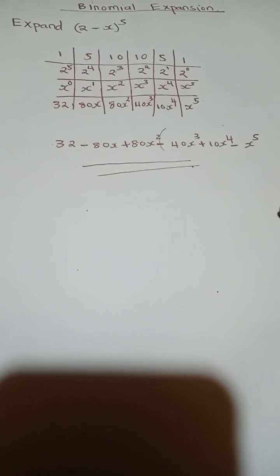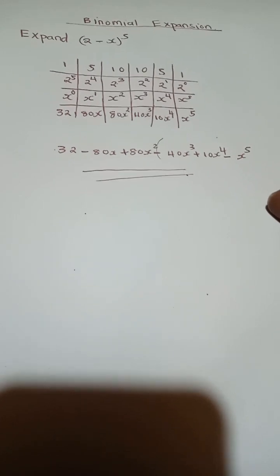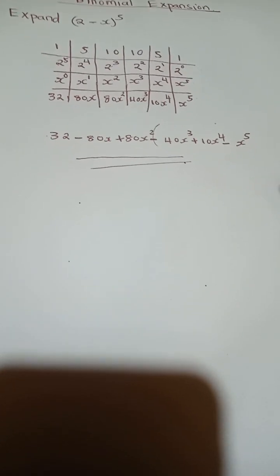There are things you should note in this one. One, when you are expanding, after writing the values of the first row, the values of the second row begin with the number, the power. So for example, if it's 6, they'll begin with 6.